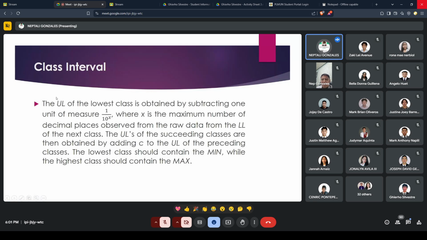So the upper limit of the lowest class, yung unang-una daw, is obtained by subtracting 1 unit of measure, 1 over 10 raised to x, where x is the maximum number of decimal places observed from the raw data, from the lower limit of the next class. The upper limits of the succeeding classes are then obtained by adding C to the upper limit of the preceding classes. And the lowest class should contain the minimum while the highest class should contain the maximum.